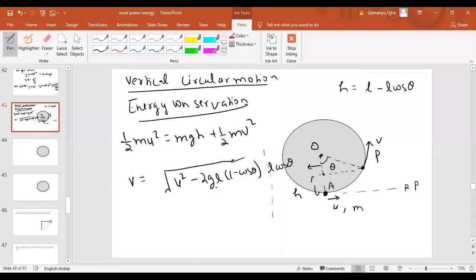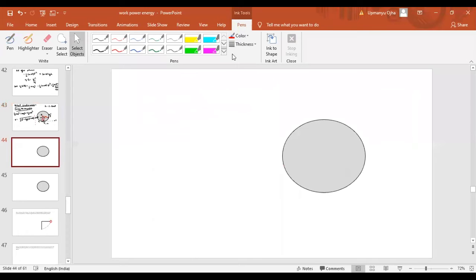Okay, now see, if we have taken this as a string, this block is attached with the help of the string of tension T. Because of this tension only, this mass can move in a circular motion. So we have to find the tension in the string at some point P.